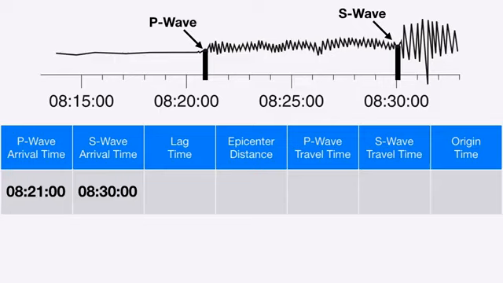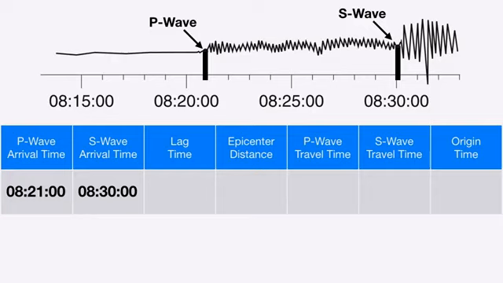The next thing we want to be able to calculate is what's called the lag time. The lag time is simply the difference between the arrival of the P wave and the arrival of the S wave. This is a really important number because it can help us to figure out other things like the epicenter distance. Just keep in mind that if the lag time is a smaller number, that means you're closer to the epicenter. But we'll talk more about that in a moment.